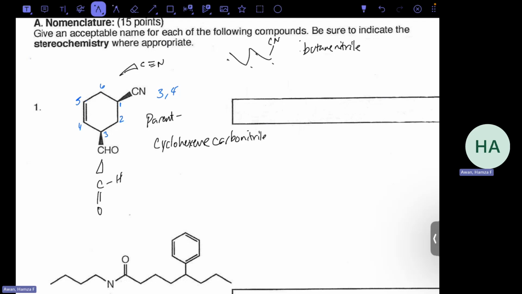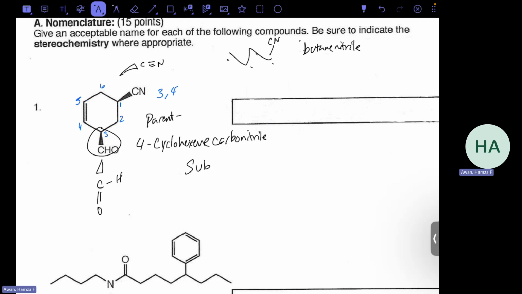This is only whenever the parent chain has the nitrile group and it's part of a ring structure. So this is going to be our full parent chain. We don't have to indicate which carbon the carbonitrile is on because it's already assumed number one. For the cyclohexene, we do have to show where the double bond is. According to our numbering, it's on carbon 4. So we'll start with 4-cyclohexene carbonitrile.